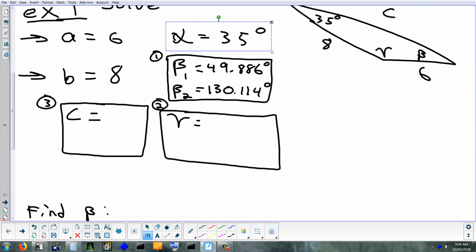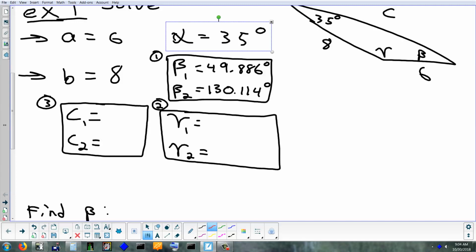So now that beta has two answers, what else does that mean? Gamma has two answers. And C has two answers. So what I'm going to do is I'm going to just kind of circle things in color and show you the two problems we're solving at the same time. I'm going to call them the red and the green triangle.